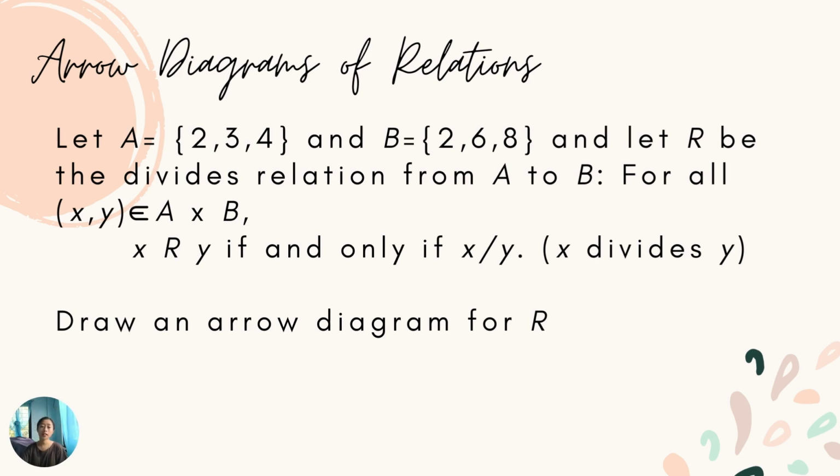Now, arrow diagrams of relations. Let A have a set of elements 2, 3, 4, and B have a set of elements 2, 6, 8. Let R be the divides relation from A to B. For all (x, y) in A cross B, the rule here is x divides y. So, let us first take the cross of the two sets.